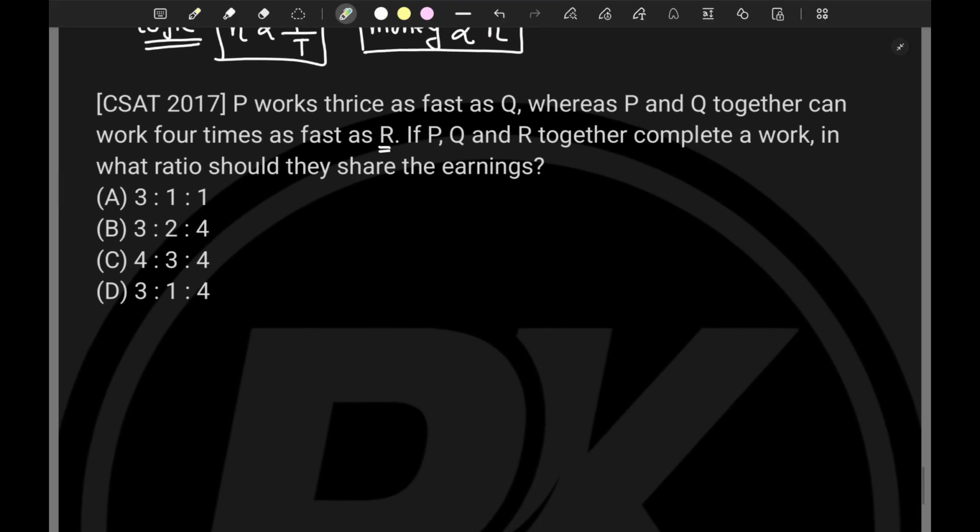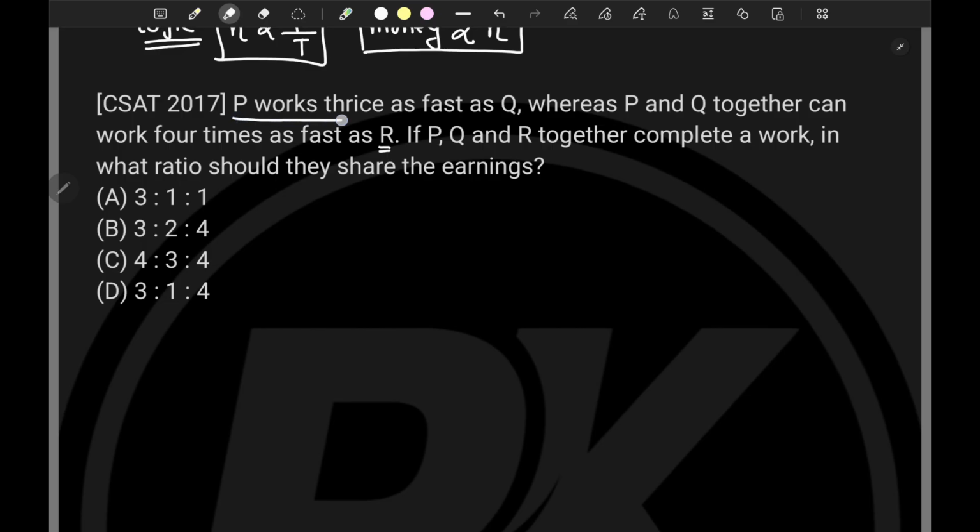Now here is an example from CSAT 2017. So let's try to understand. P works thrice as fast as Q, whereas P and Q together can work 4 times as fast as R. If P, Q, R together complete a work, in what ratio should they share the earnings? Now tell me, we know the earnings are directly proportional to the portion of work, right? How efficient they are is based on that. Just now we have seen the logic. Now just try to read the problem again.